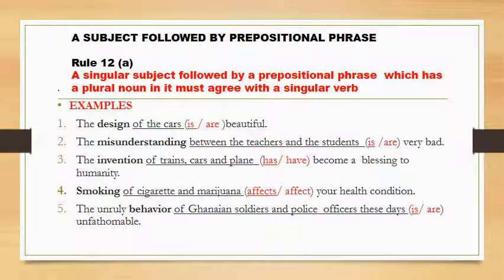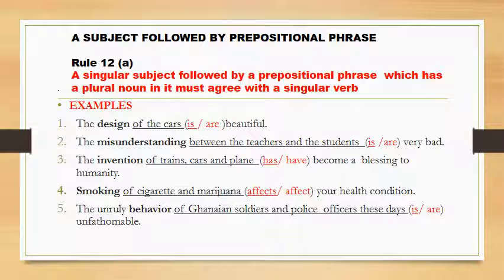Example 1 says: the design of the cars are beautiful. So what does the rule say? The rule says that a singular subject followed by a prepositional phrase which has a plural noun in it must agree with a singular verb. So example 1 says that the design of the cars are beautiful.